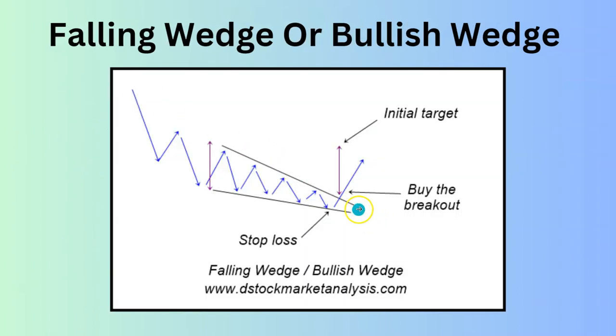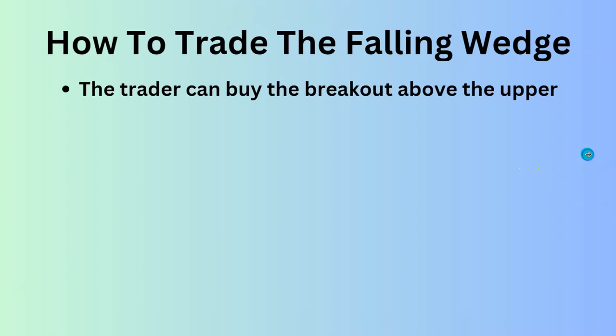So let's go back to this image. So where do you buy? This trend line, upper trend line. Buy when it breaks out. Put the stop loss below the entire wedge pattern. Take the height of the wedge at its widest point. Project it upwards from the breakout to get an initial target.